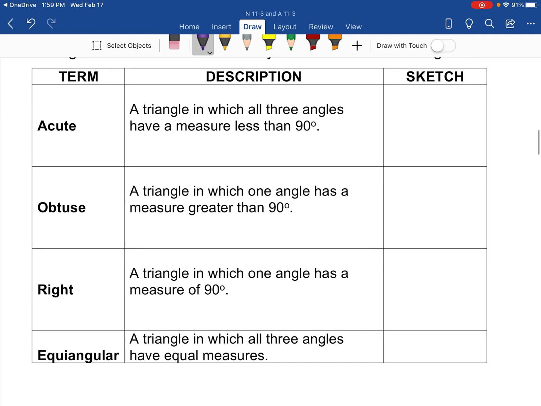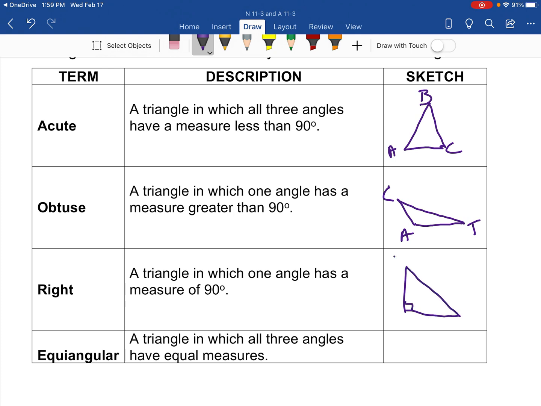First, we have an acute triangle. An acute triangle is a triangle in which all three angles measure less than 90 degrees. So this would be an example of an acute triangle. An obtuse triangle, a triangle in which one angle has a measure greater than 90 degrees. So that would be an obtuse triangle. And then a right triangle is a triangle with exactly one angle that measures 90 degrees.